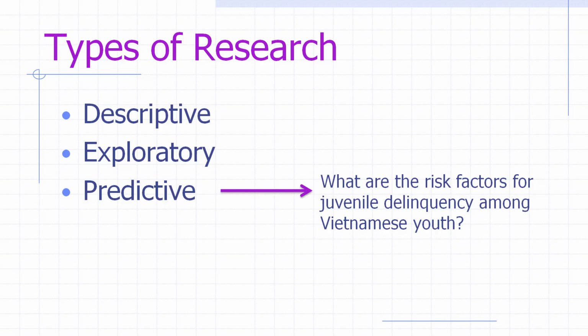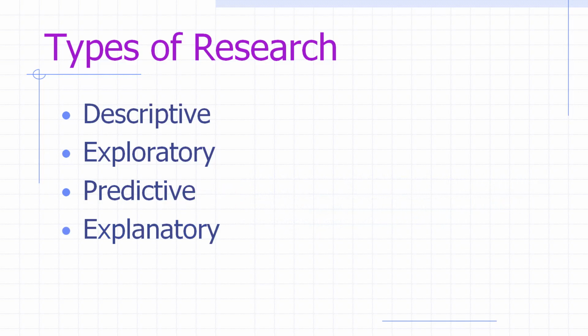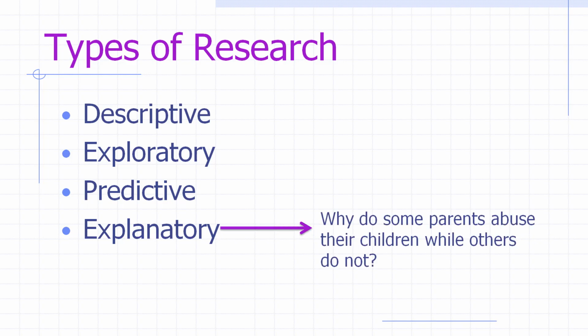Okay, so the next one is explanatory. And again, as the name suggests, we're trying to explain a particular phenomenon, like why it's happening. So for example, why do some parents abuse their children while others do not? So we're trying to find some sort of explanation. A tip or a hint or a clue is the word why here. So anytime you see the word why, know that there's some sort of explanation being sought.